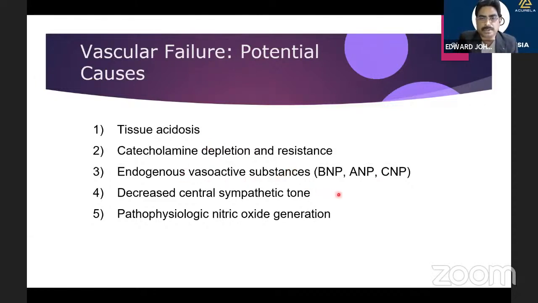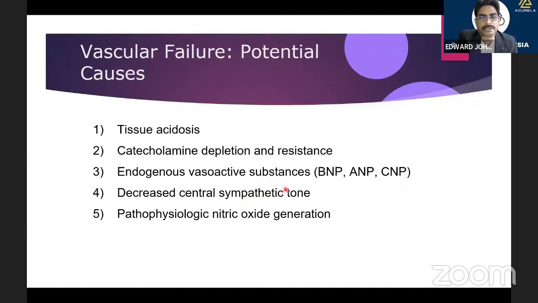The third thing is endogenous vasoactive substances. Whenever there is increased blood volume, brain natriuretic peptide will be secreted by the left ventricle. It causes vasodilatation and facilitates the excretion of sodium and water by the kidney. Then the atrial natriuretic peptide, which is secreted by the atrium, causes vasodilatation and facilitates the excretion of sodium and water to reduce the volume overload. Then the C-type natriuretic peptide, which is in the endothelium, also locally causes vasodilatation.